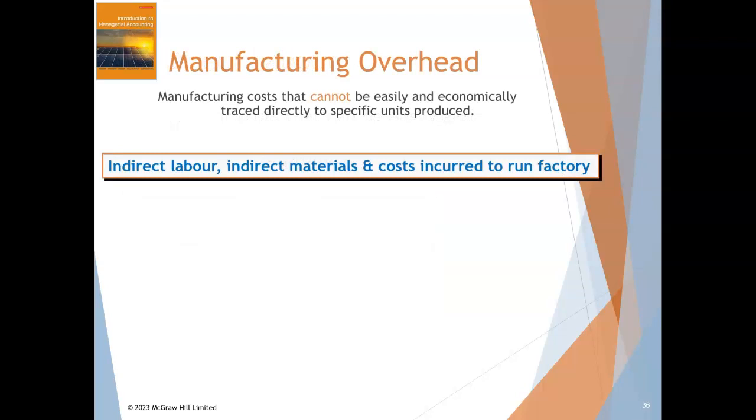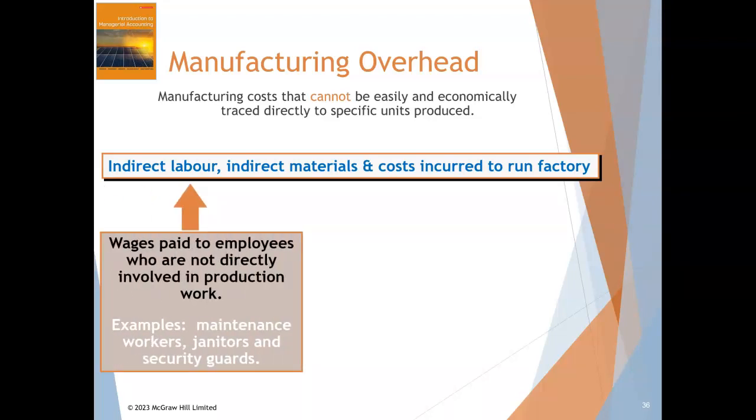Manufacturing overhead. Manufacturing costs that cannot be easily and economically traced directly to specific units produced. Indirect labor, indirect materials, and costs incurred to run a factory. Wages paid to employees who are not directly involved in production work. Examples: maintenance workers, janitors, and security guards.